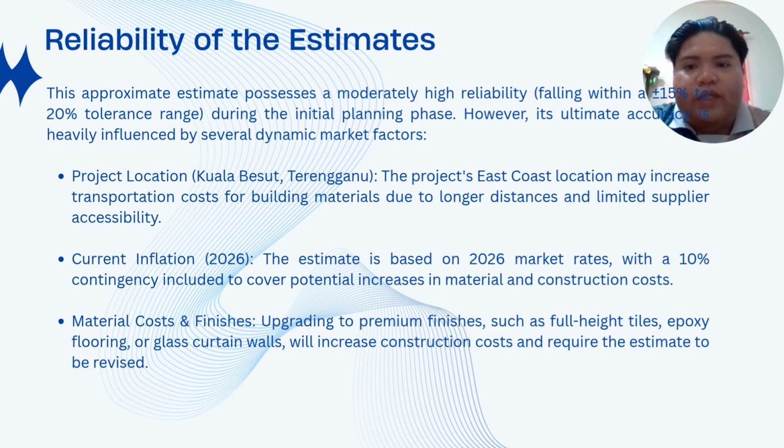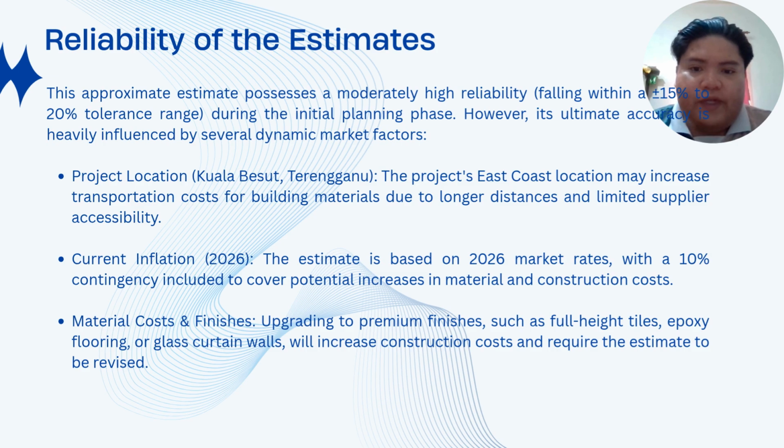Reliability of the estimates. This approximate estimate possesses a moderately high reliability, falling within a 15% to 20% tolerance range during the initial planning phase. However, its ultimate accuracy is heavily influenced by several dynamic market factors. First, project location, for example, Kuala Besut, Terengganu. The project location may increase transportation costs for building materials due to longer distance and limited supplier accessibility.